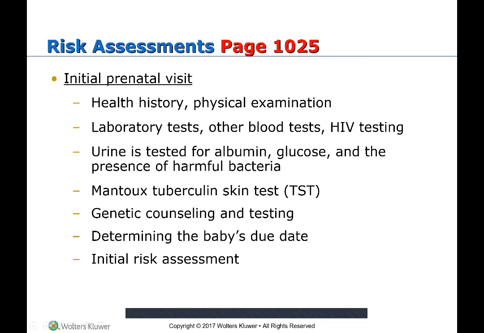Initial prenatal visit. So I'm going to talk about this one a little bit. For the initial prenatal visit, it is best to have the first visit before the end of the first trimester, so before the end of week 13 for the mother to go in.